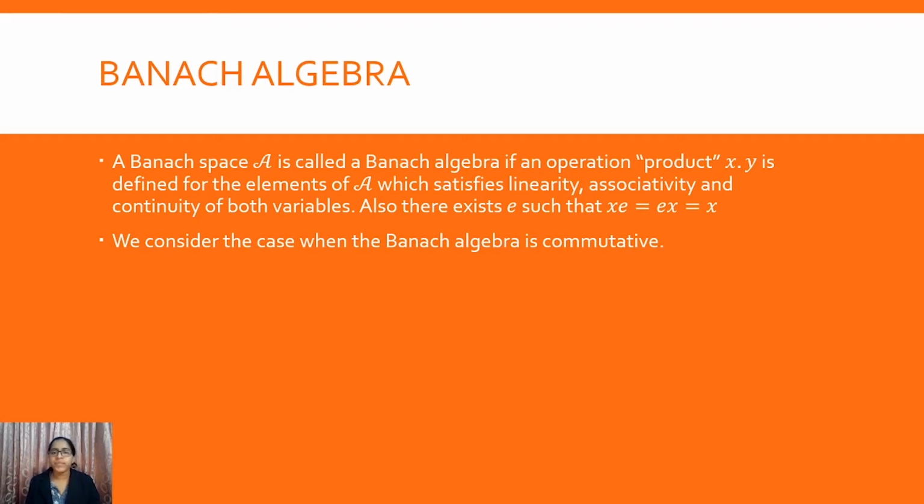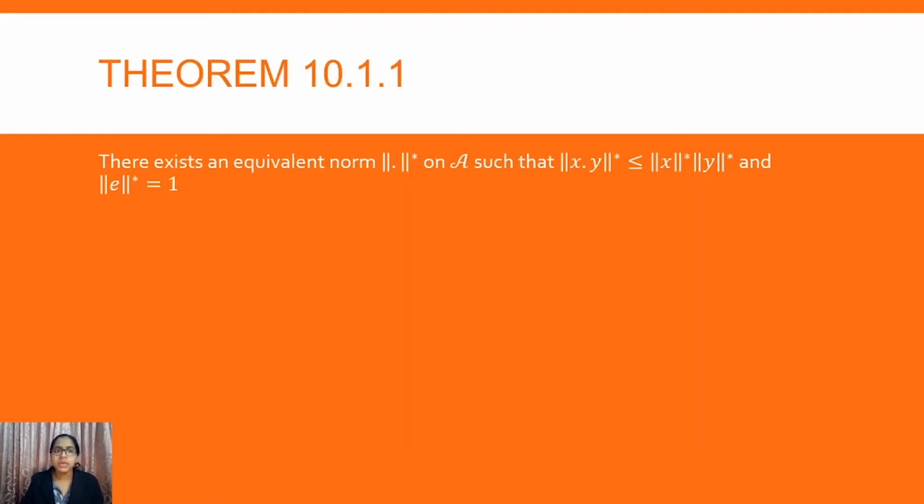Okay, so let's move on to the first theorem of this chapter, theorem 10.1.1, and this theorem states that on the Banach algebra script A, there exists an equivalent norm, say norm star, such that norm star of x dot y is less than or equal to norm star x into norm star y, and norm star of unity, that is E, is equal to 1. So considering the Banach algebra script A which satisfies all the properties, we are saying that we can always find a norm which is equivalent to the norm already existing and which satisfies the following condition. So we shall prove this theorem.